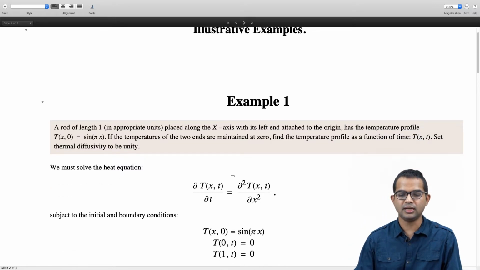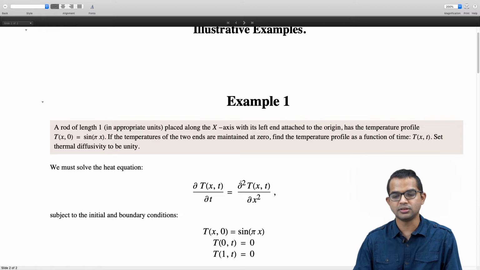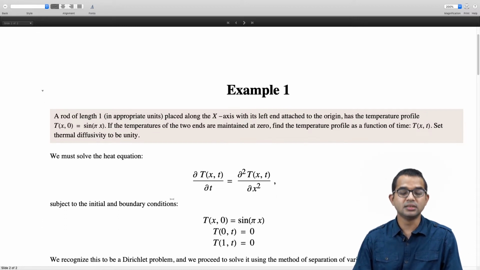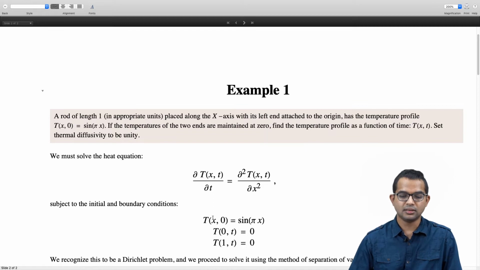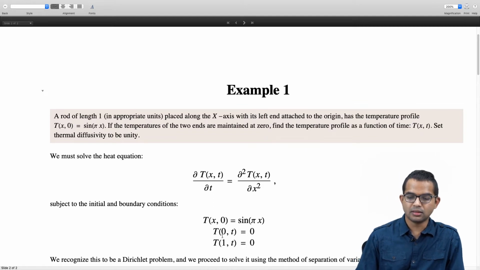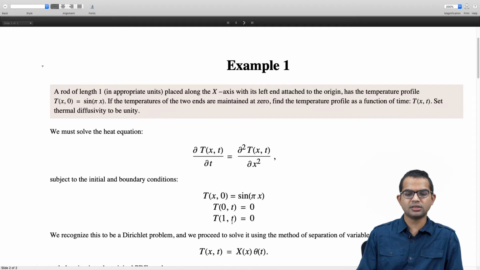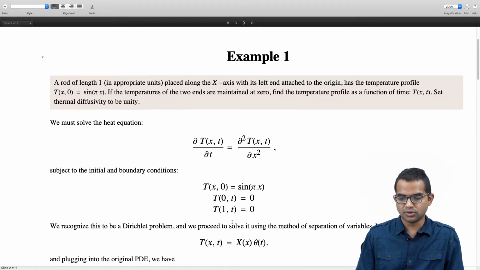So we have the heat equation, ∂T/∂t = ∂²T/∂x², subject to these initial and boundary conditions. The initial condition is that T(x, 0) is just sin(πx), and the boundary conditions are that at x equal to 0 for all times it must be 0, and at x equal to 1 for all times it must be 0. So this is a Dirichlet problem, and we proceed to solve it by the method of separation of variables.